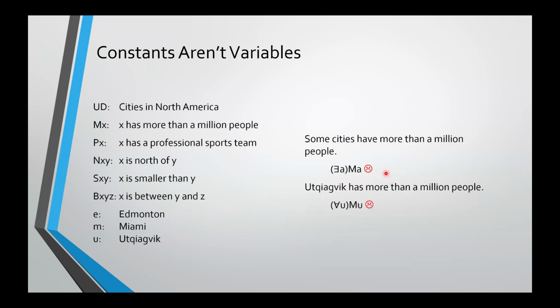Another mistake that students will sometimes make is think that when you have a sentence about a particular object, you want to have a quantifier in there. So Utqiagvik has more than 1 million people. They would think that the way that you symbolize this is something like for all Utqiagviks, they all have more than 1 million people. And there's only one. You can just call it by name. So it would just be MU, right? It doesn't get a quantifier because you're not talking about the entire universe of discourse. You're just talking about one object in it. So that's the basics of quantified sentences in PL.